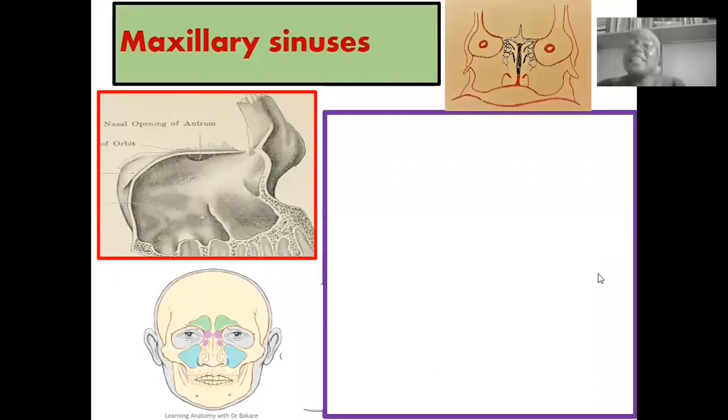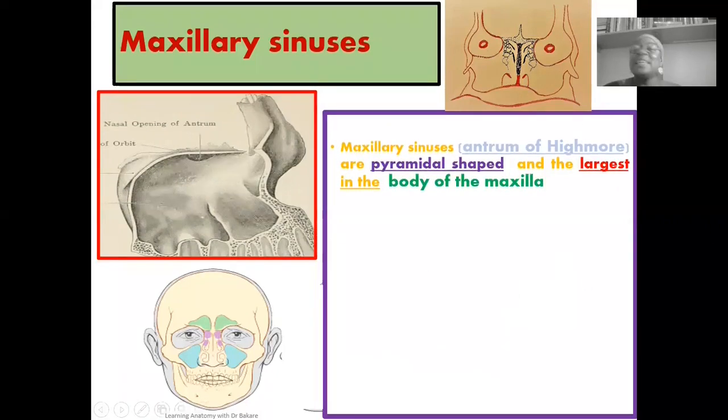So going further, let's look at the maxillary sinuses. Just from the name, air-filled spaces that are located within the body of the maxilla. So the maxillary sinus is also referred to as the antrum of Highmore. So we have the maxillary sinus here located in this image up here. This is where we have the ethmoidal sinus, and inferior to it on the lateral side is where we have the maxillary sinus.